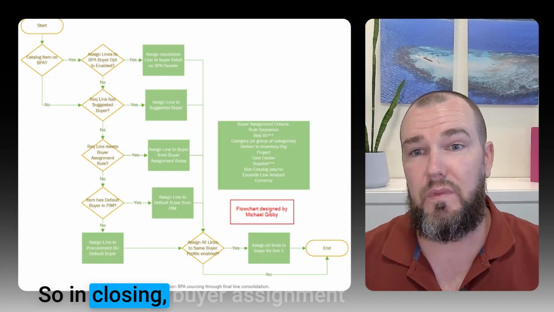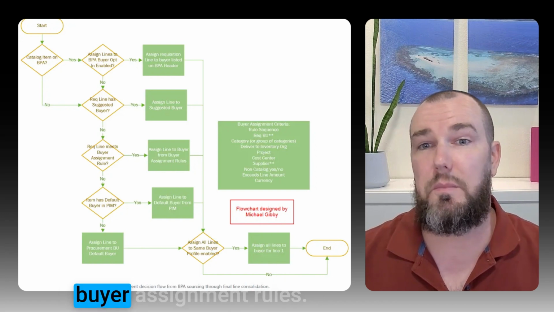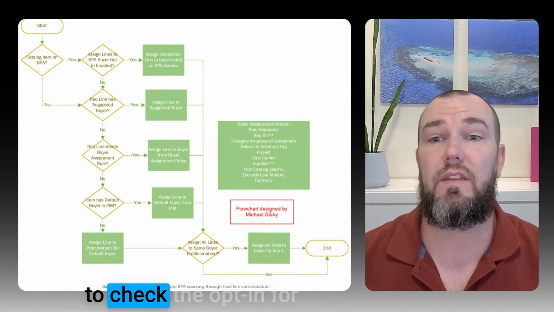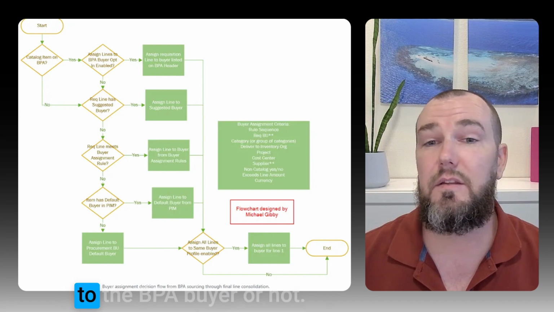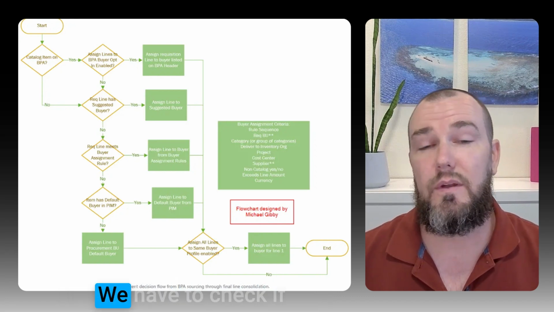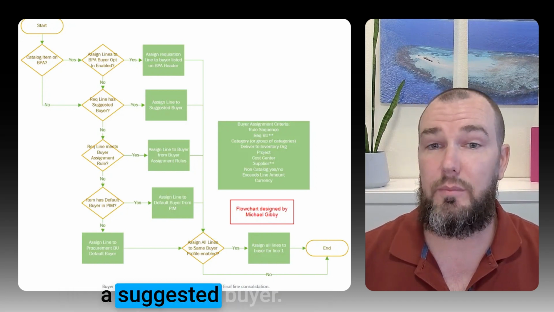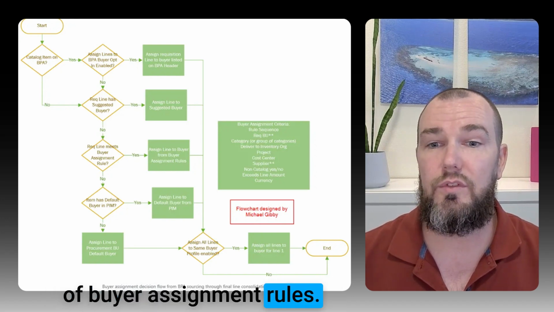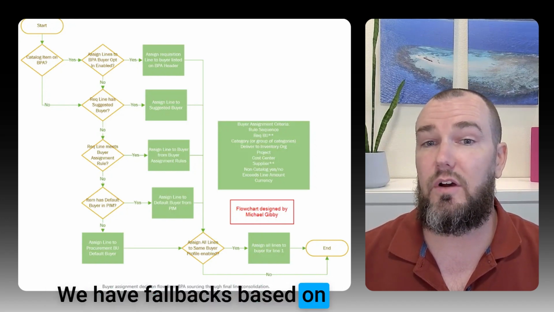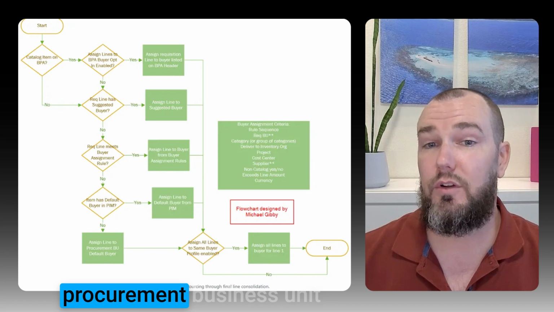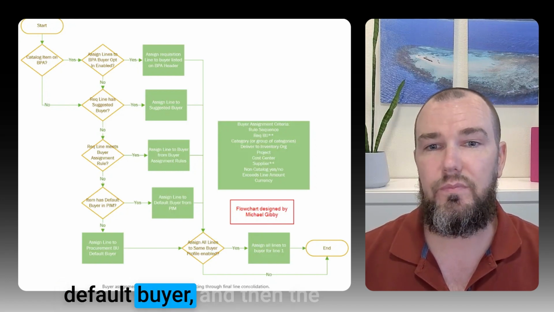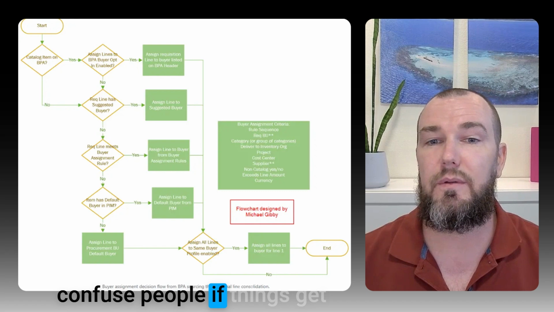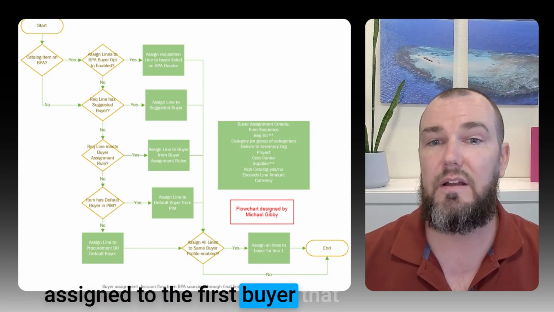So in closing, buyer assignment is much more than just the buyer assignment rules. Before we even get to buyer assignment rules, we have to check the opt-in for whether lines get assigned to the BPA buyer or not. We have to check if the requisition line has a suggested buyer. We can build layers and layers of buyer assignment rules. We have fallbacks based on the PIM default buyer and the procurement business unit default buyer. And then the consolidation caveat, which can confuse people if things get assigned to the first buyer that was identified on the requisition.